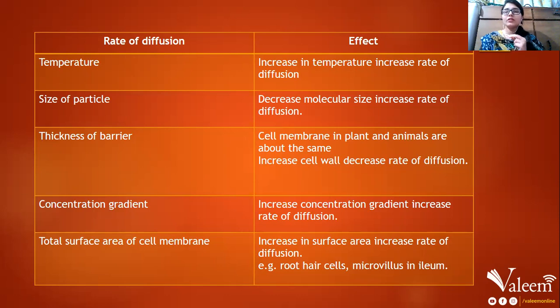The thickness of the barrier: the cell membrane in plant and animal is about the same, but if we increase the cell wall, the rate of diffusion decreases. Obviously, in plants the rate of diffusion is less as compared to animals, as animals don't contain any cell wall. The next point is the concentration gradient. If we increase the concentration gradient, the rate of diffusion increases. If there is more inequality of molecules in the cell, it will take less time to diffuse inside and outside.